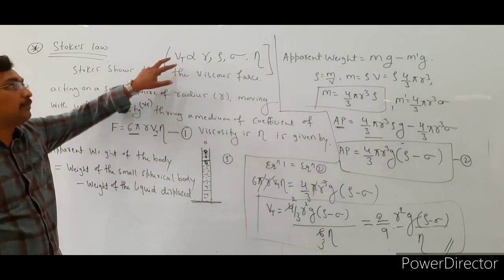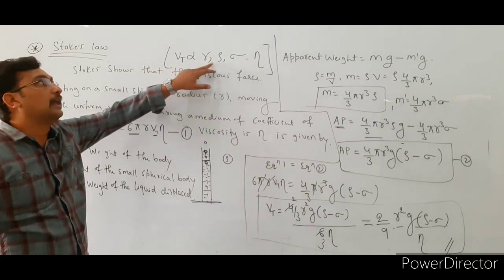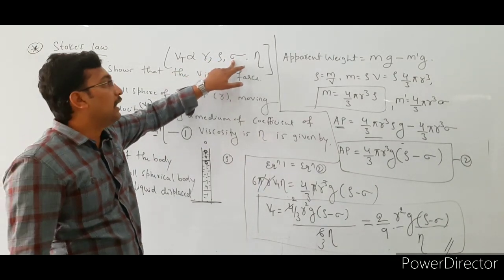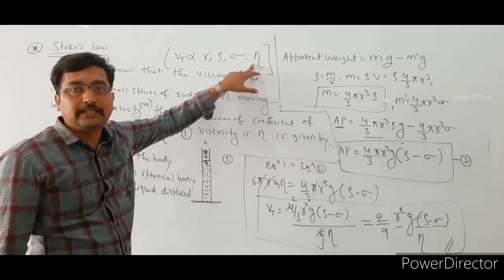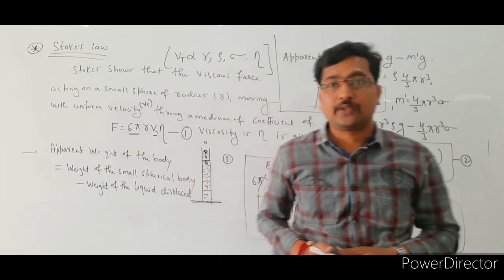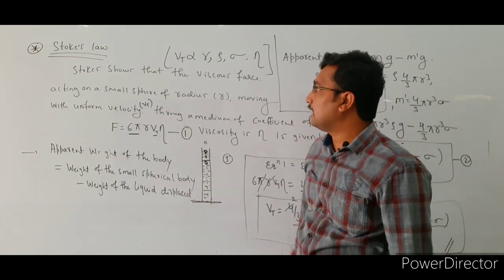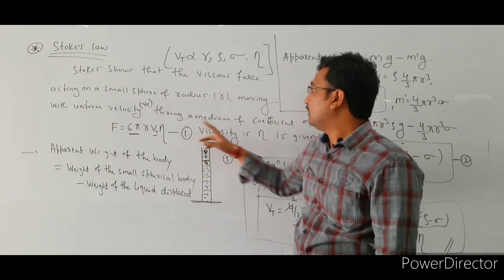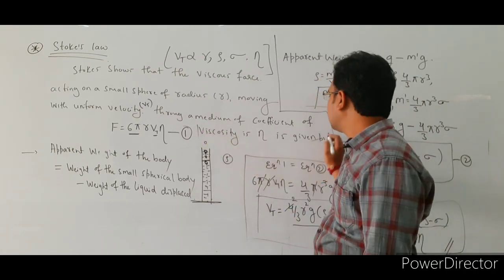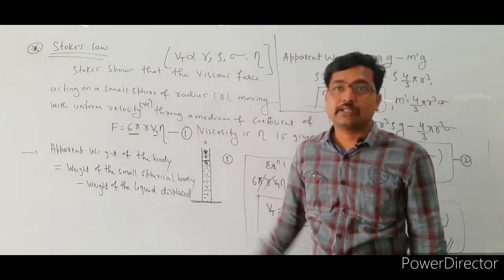The terminal velocity depends on the radius of a small spherical body, the density of the solid body, the density of the liquid, and also the coefficient of viscosity of the fluid. So this is about Stokes' law. What is the first one here? Stokes showed that the viscous force acting on a small sphere of radius r moving with uniform velocity through a medium of coefficient of viscosity eta is given by F is equal to 6 pi r into v suffix t into eta. This is our equation number 1.